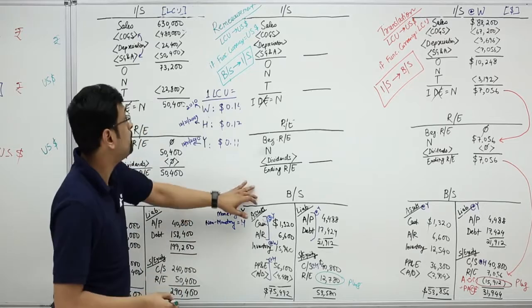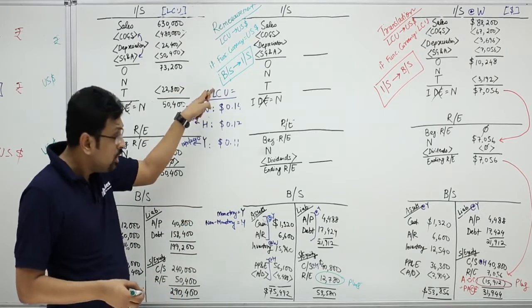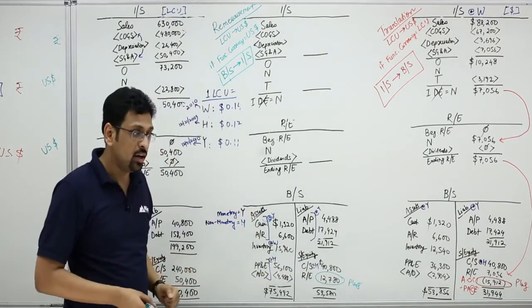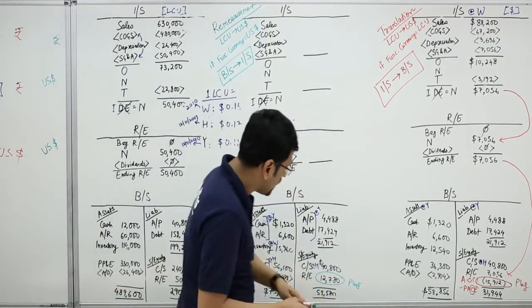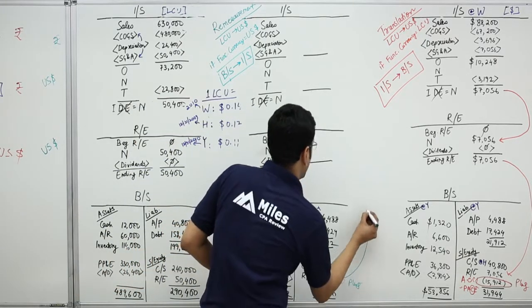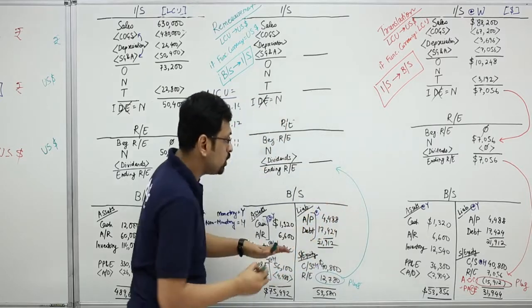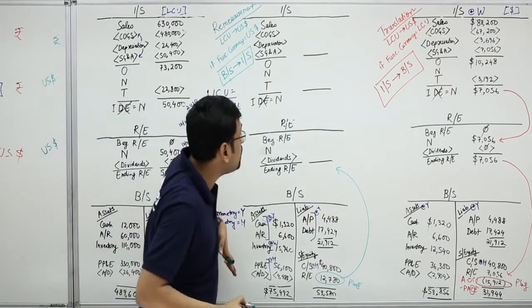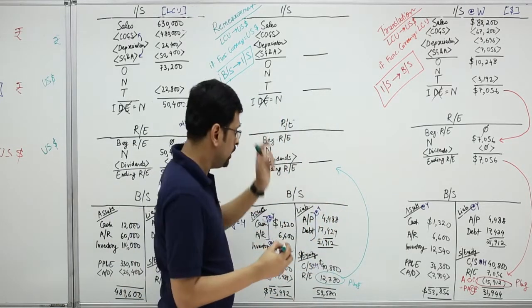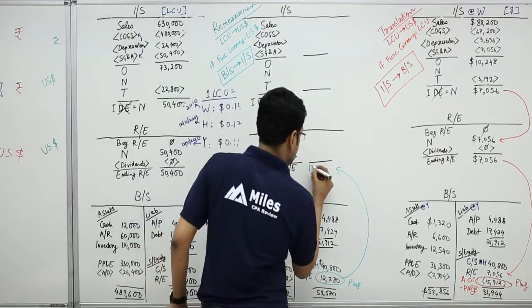So guys, we've started with the balance sheet here in case of remeasurement. We've gotten the plug for retained earnings. Now we'll take this plug up here. Guys, look at the direction here. We're going from the balance sheet towards the income statement. So we're going to take this plug here, put it here.